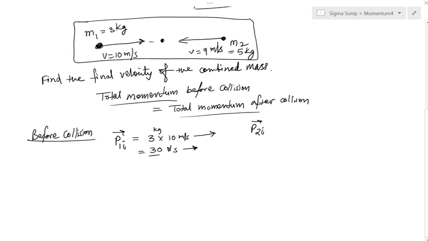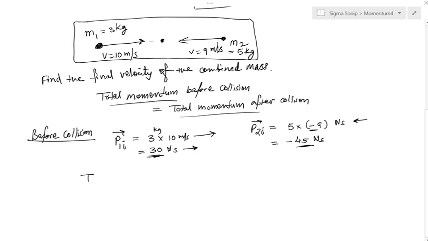P2i is the initial momentum of the second object. Here mass is equal to 5 and velocity is minus 9. We just need to keep in mind that this is going towards the left, and because the direction to the right was positive, we have to take this as negative. That gives you minus 45 Newton seconds. So P1i is positive, P2i is negative.